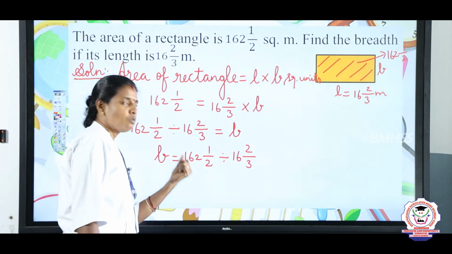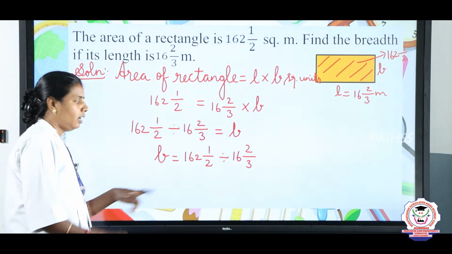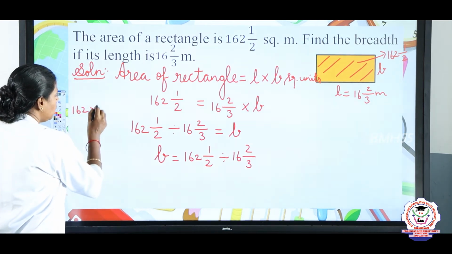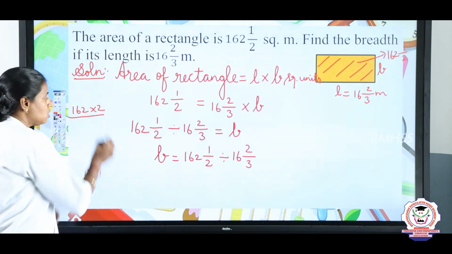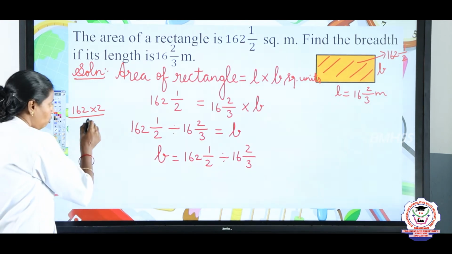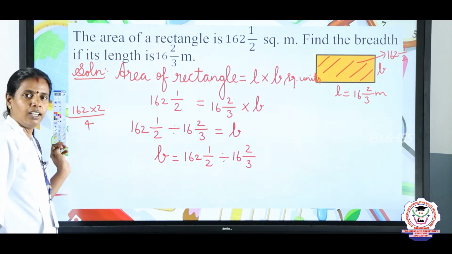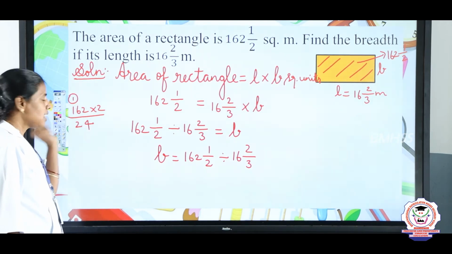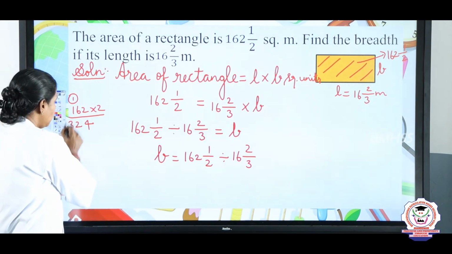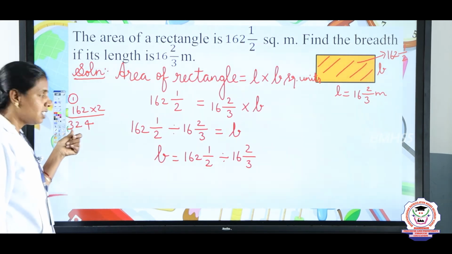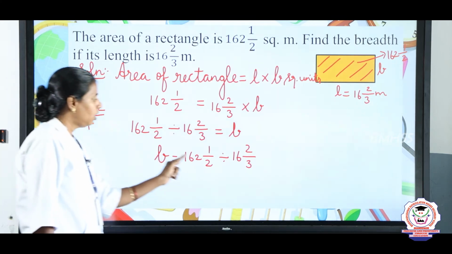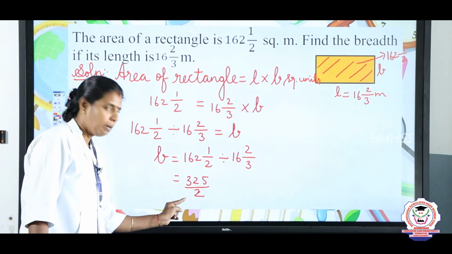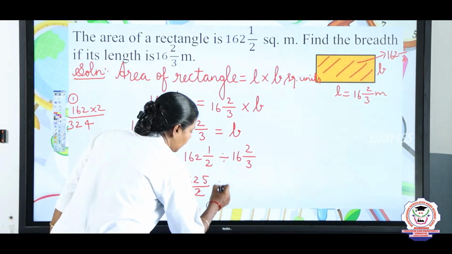Now we can convert this 162 1/2 into an improper fraction. We multiply 162 into 2: 2 twos are 4, 2 sixes are 12, 2 ones are 2 plus 1 is 3. So the product of these two numbers is 324. Add the numerator 1. What will be the answer? 325/2 divided by 16 2/3.